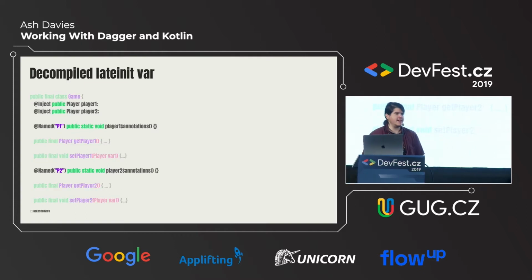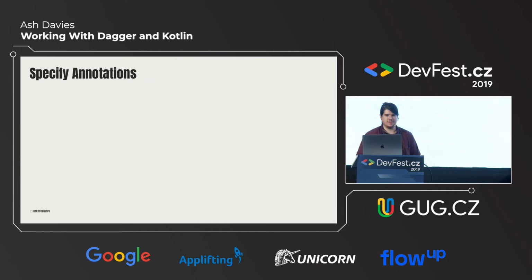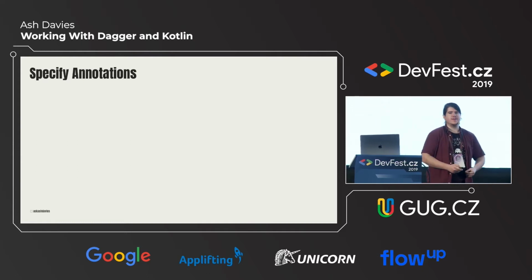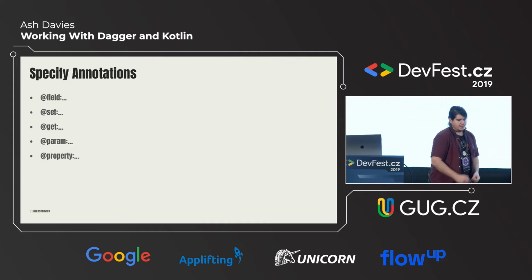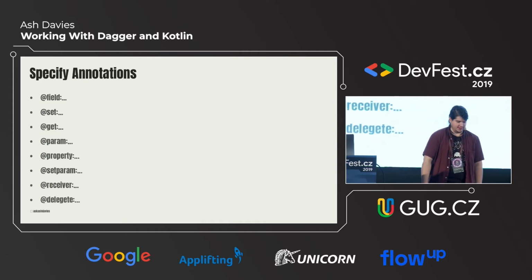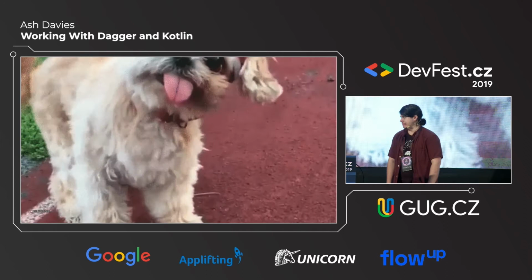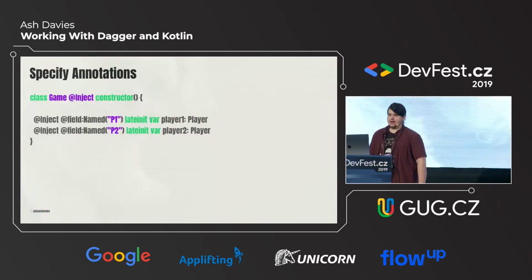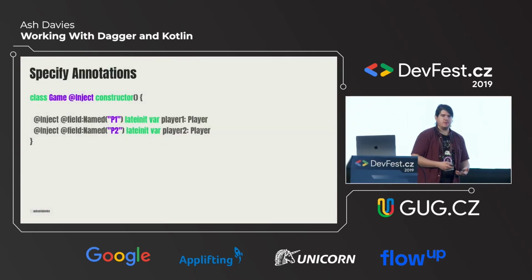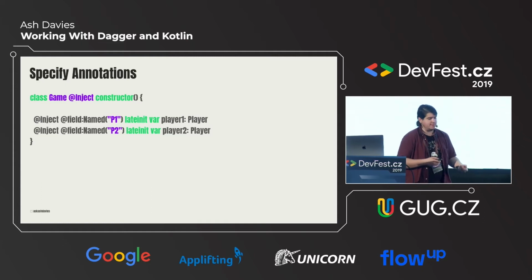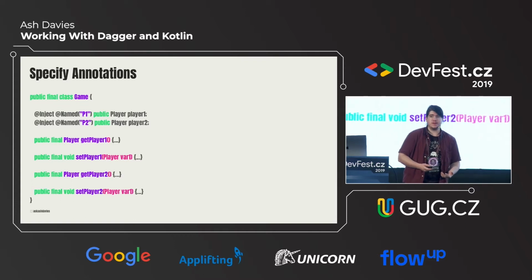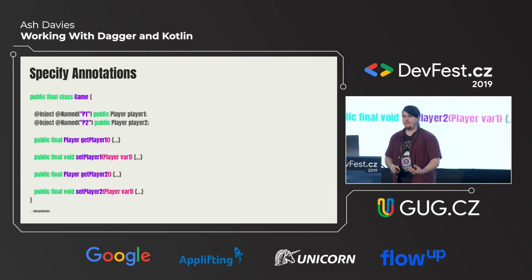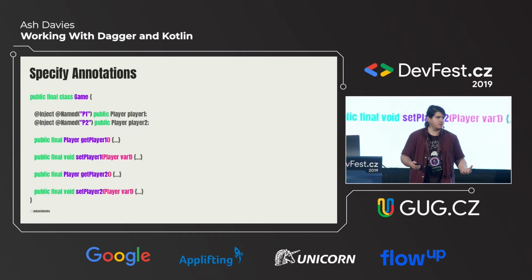Well, we need to sort of tell Dagger where we want this annotation to live. So we need to specify the annotation target. Now, there are lots of different targets available. You have things like field, set, get, param, property, setparam, receiver, and delegate. Wow, that's quite tiring. Well, OK, so let's say we want this on the field. We want to use field injection, so we have the field named annotation on this. And this does actually generate the code we want. Hooray, we're winning. We have this inject property, and it's working as it should be.